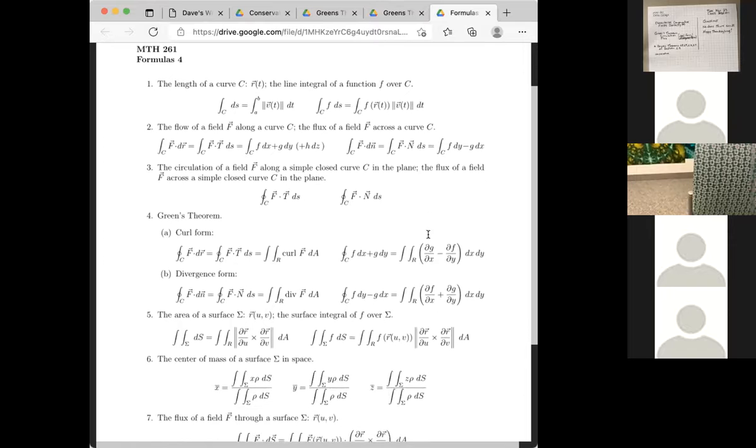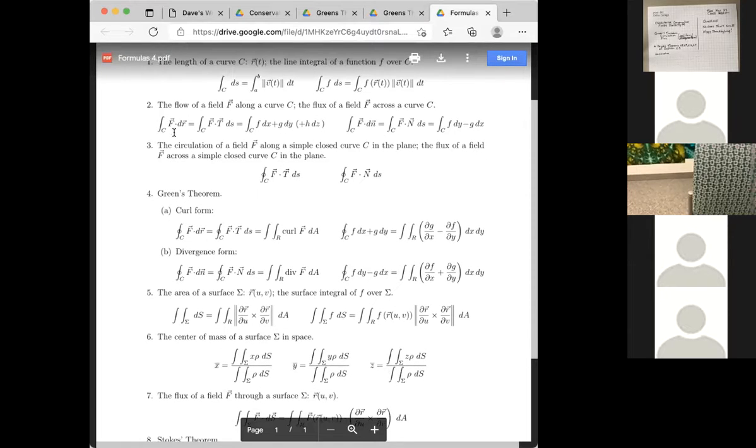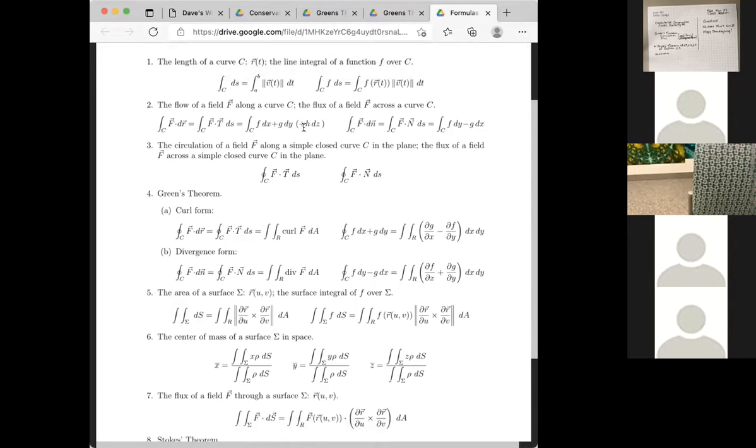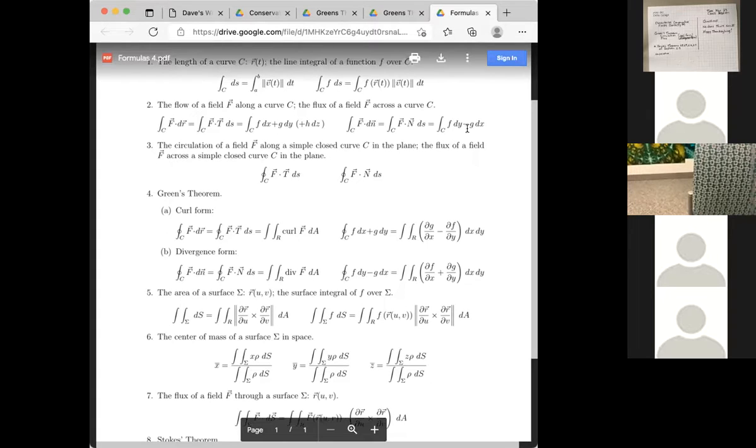On this formula sheet, I present the flow and the flux of a field across the curve in all three forms, F dot dr, F dot T ds, and f dx plus g dy, in the case of 3 dimensions plus h dz. Here's the flux, F dot dn or F dot N ds. You could express it in multiple ways. And this in 2 dimensions is f dy minus g dx, line integral. So what does flux look like in 3 dimensions? That's farther down the page, which we'll talk about in section 6.6.